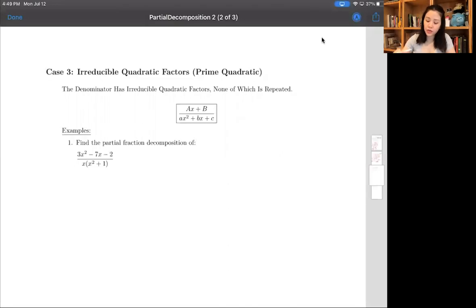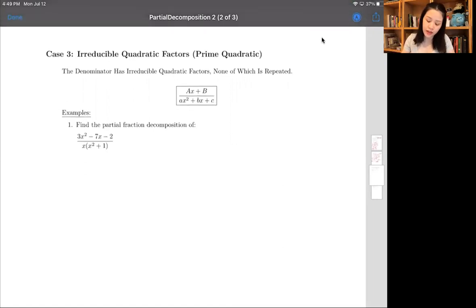Okay, in this video, we're going to continue with case 3 and case 4. Case 3 is irreducible quadratic factors, or prime quadratic, where the denominator has irreducible quadratic factors. I mean, you cannot factor it anymore. For example, I have (3x squared minus 7x minus 2) over x times the quantity x squared plus 1.